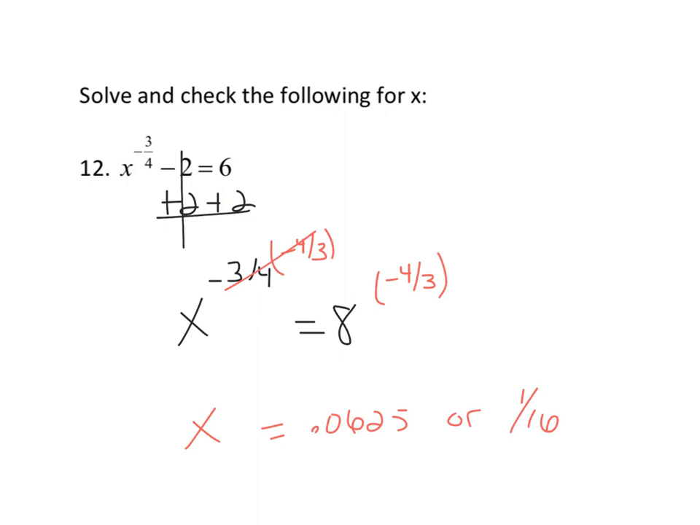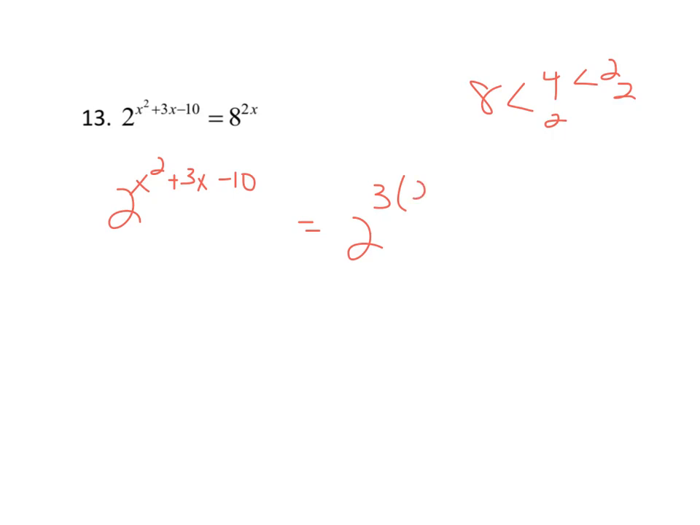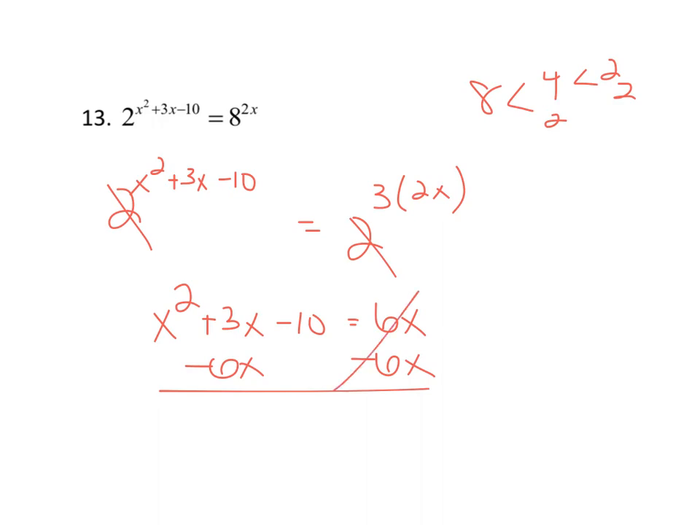To check, just plug in for x. For this one, you're going to get the same base. 2 is just 2 times 1, but 8 can break up into 4 and 2, and then 2 and 2. So it gets you 2 to the 3rd, and then you'll have 2x. The bases will cancel. You'll set x squared plus 3x minus 10 equal to 6x, and that equals 0, so I'm going to subtract the 6x.